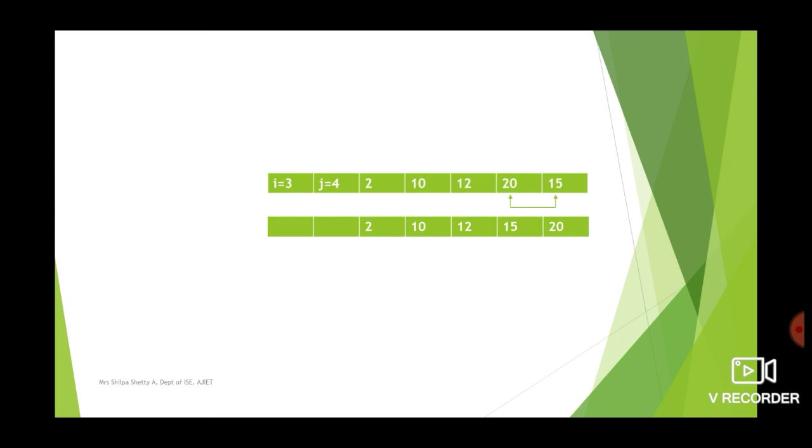So after the end of this pass, there is only one comparison in the fourth pass. So the elements of the array are now 2, 10, 12, 15 and 20. Because this is the last pass and the comparison of this pass is also done, the array that we have obtained is the final sorted array. As you can see, the elements of the array are sorted in ascending order. So that is about the selection sort algorithm.